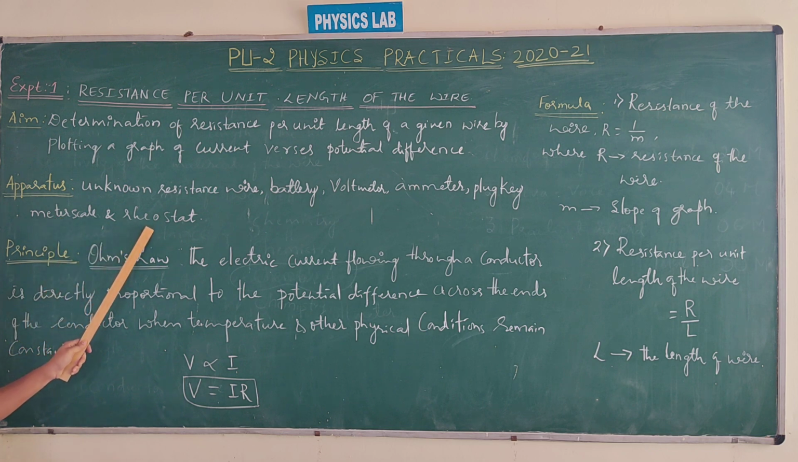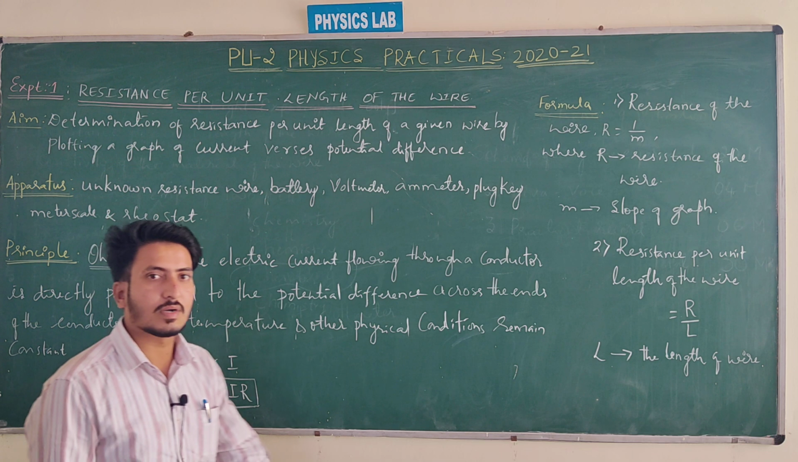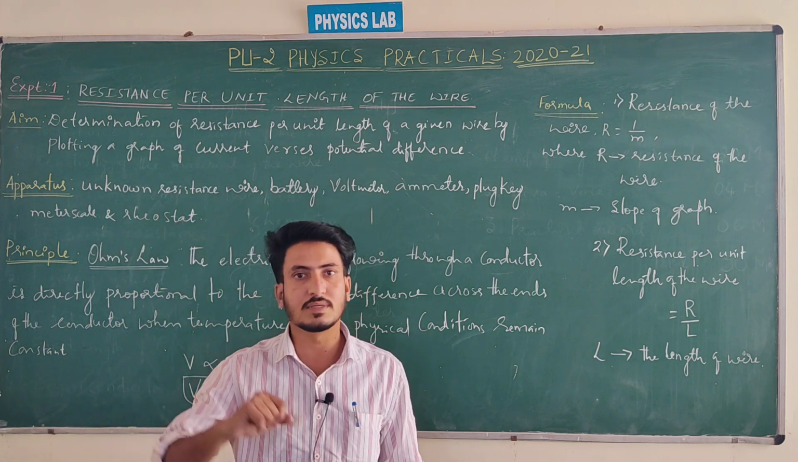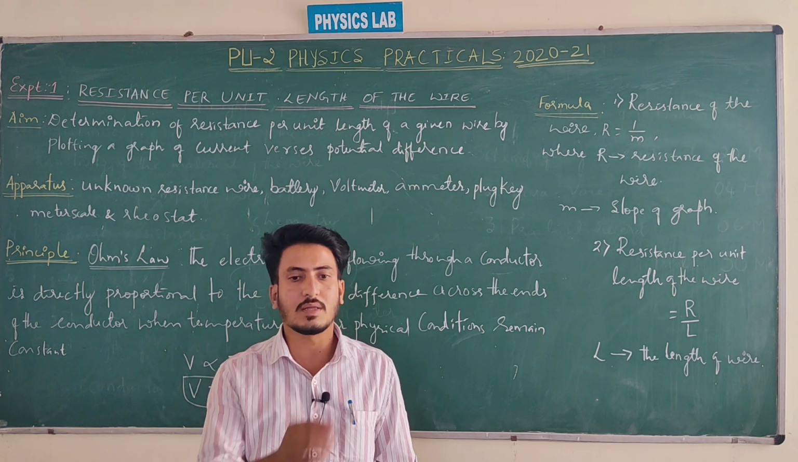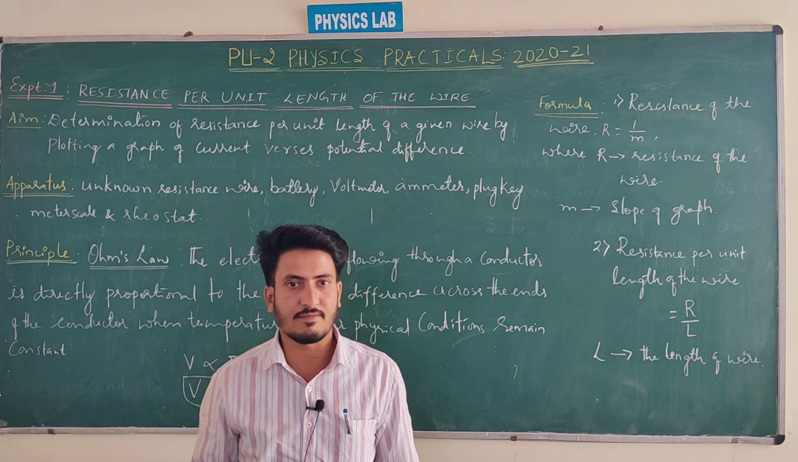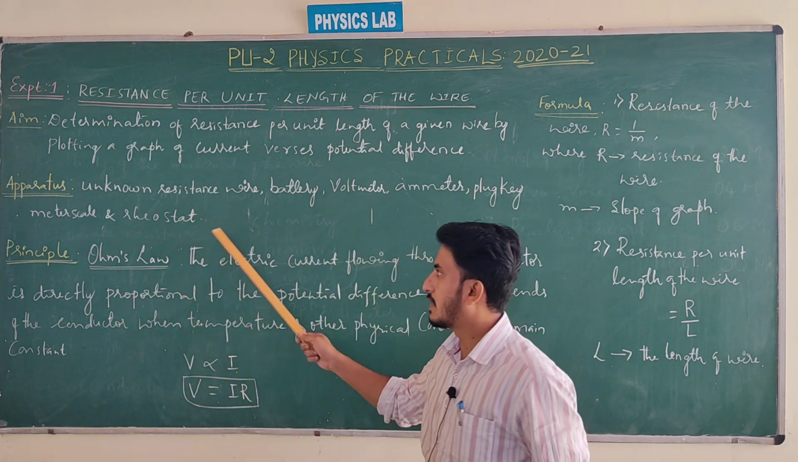Then we require a rheostat. What is a rheostat? An example of a variable resistor, meaning by varying the resistance of the circuit, we are going to get the current and potential difference values, and we are going to draw the graph. So this is about the apparatus.